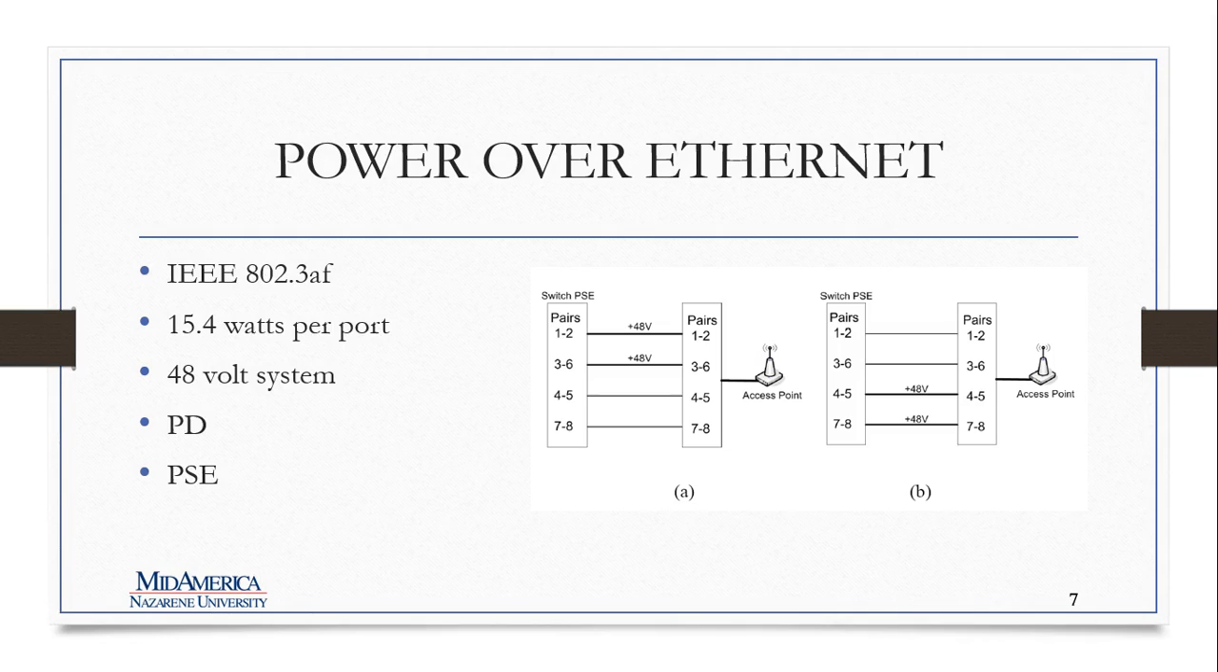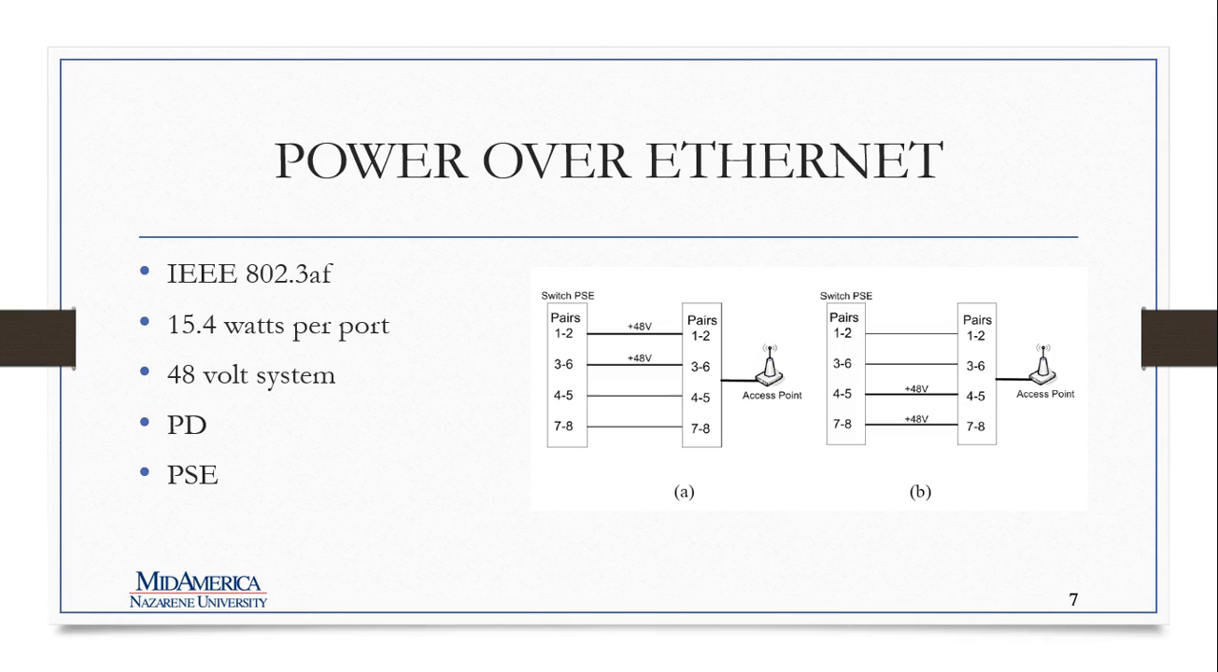There are four classes of PD devices. Class 0, which is 0.44 to 12.95 watts. Class 1, which is 0.44 to 3.84 watts. Class 2, which is 3.84 to 6.49 watts. And Class 3, which is 6.49 to 12.95 watts.